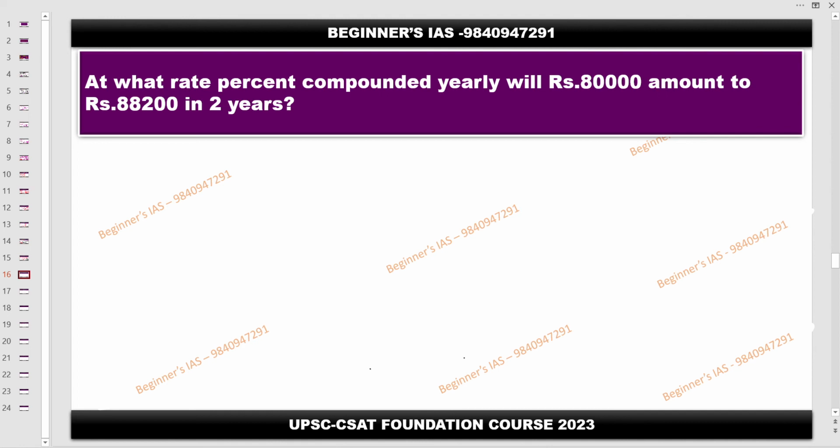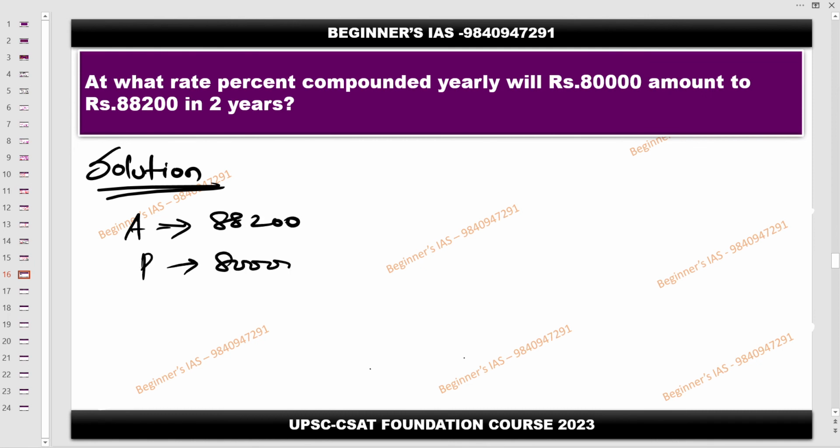The question is dealing with rate percentage, not the T. So therefore find R here. If it is T, then you have to make LHS and RHS equal, then equate the powers. That is with respect to finding the T. But here the question is dealing with R, which you need to calculate. So A is nothing but 88200, P is nothing but 80000, then T is nothing but 2.